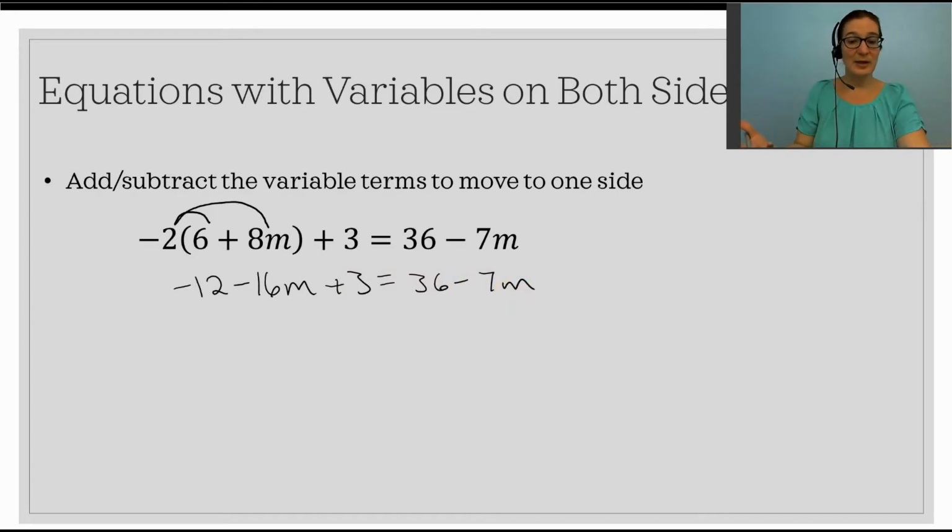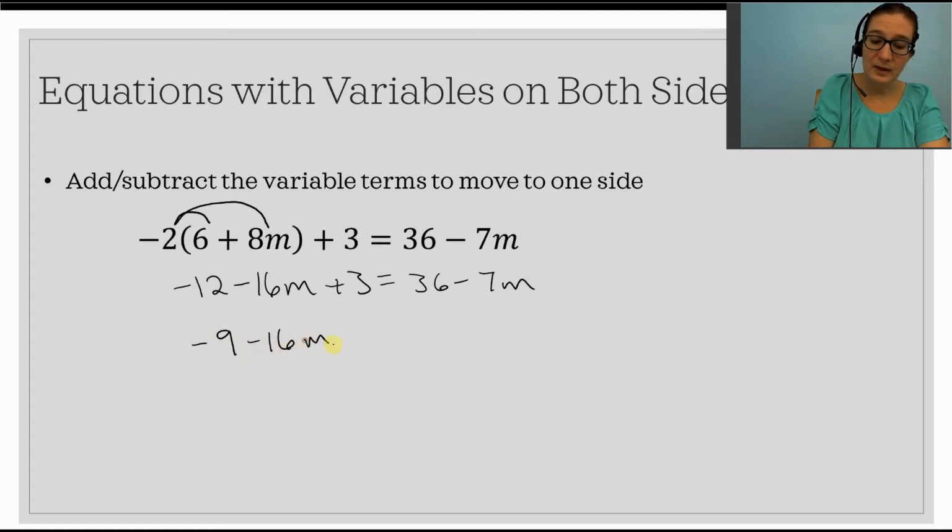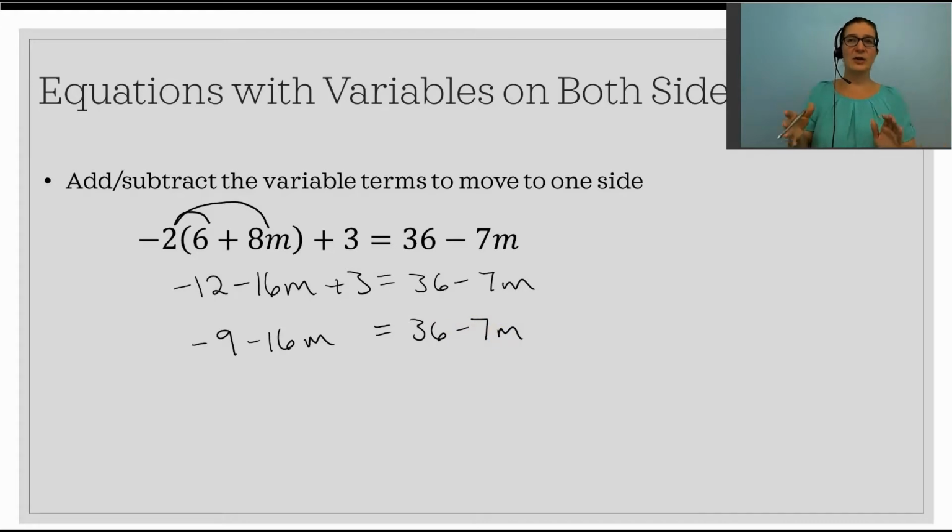Then I want to combine my like terms. I see I have -12 plus 3. That's going to give me -9. And the rest of the problem stays the same, so I'm just rewriting it so I don't forget any parts. Now I want to make sure that my variables are all going to move to one side of the equal so that I can continue solving this.